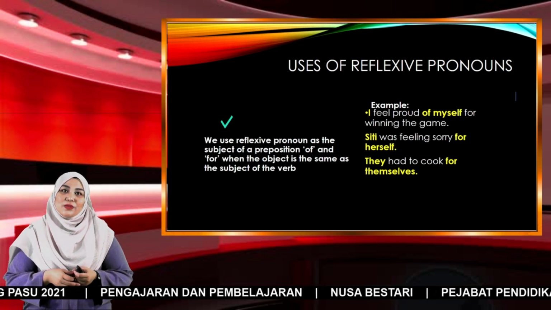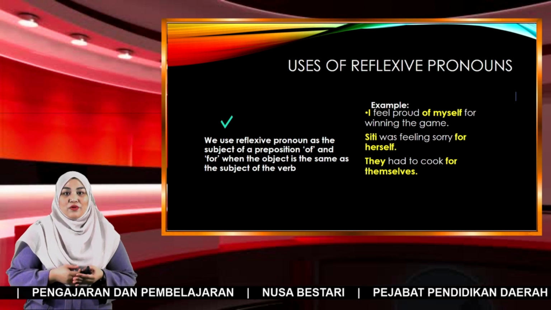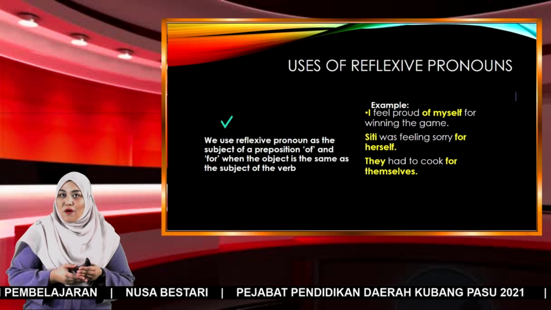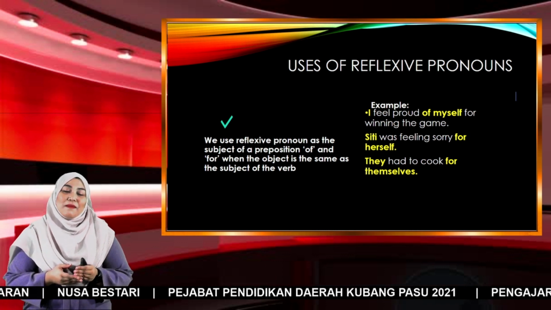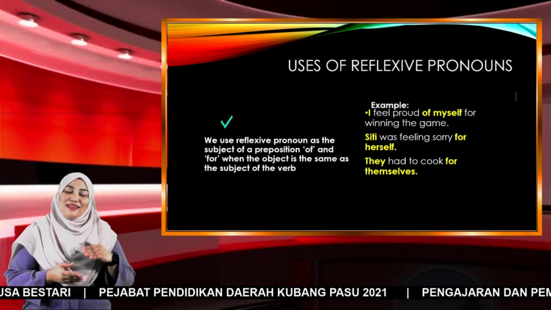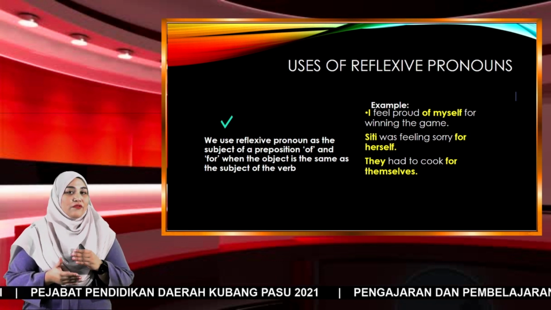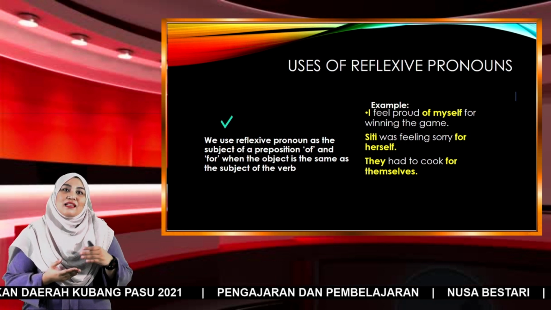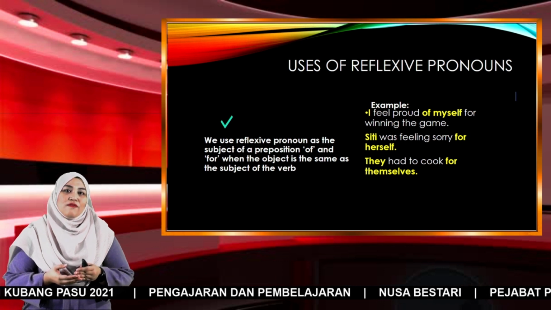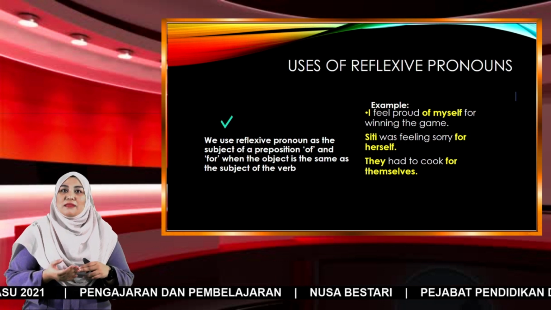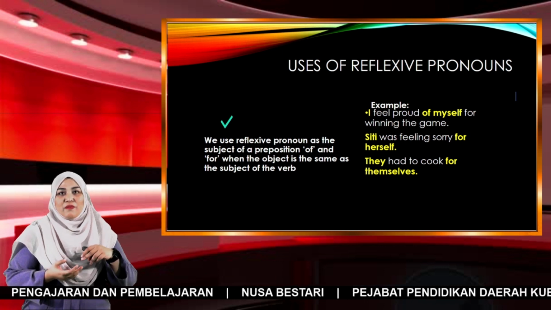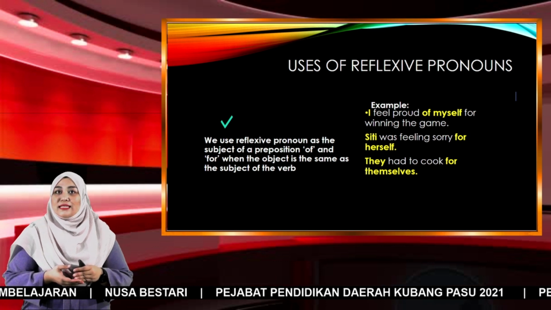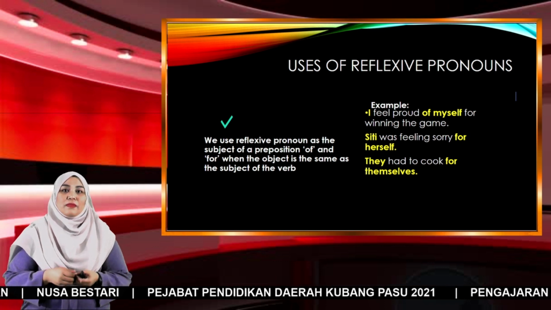Okay, our third use. We use reflexive pronouns as the object of a preposition, of or for, when the object is the same as the subject of the verb. So we add another preposition, of or for. We use these two. For example, I feel proud of myself for winning the game. The subject here is I. We add the preposition of and the object is myself. So you can see I matches with myself.